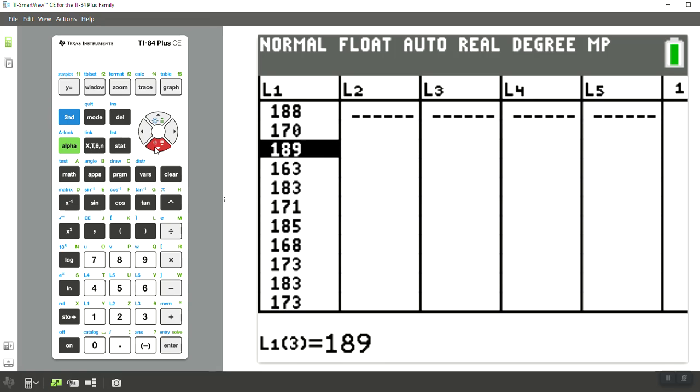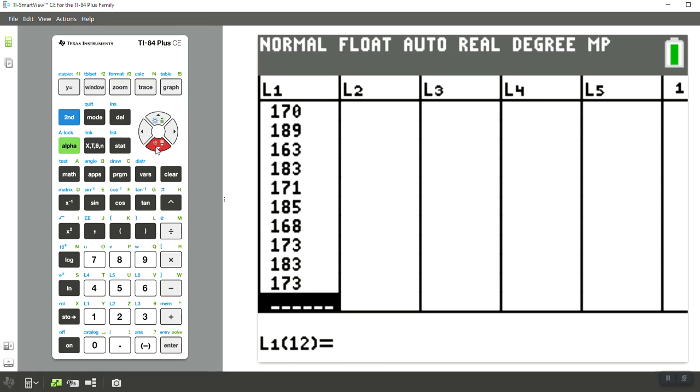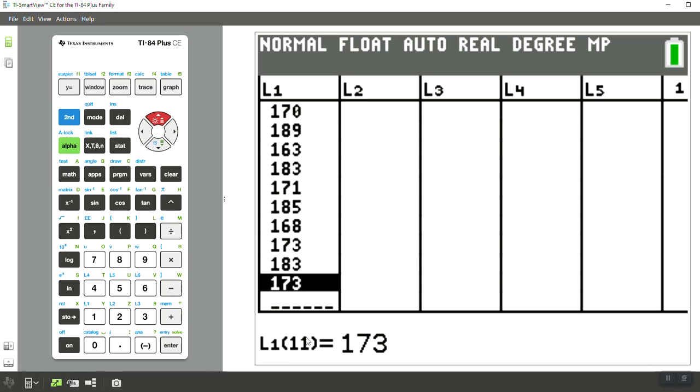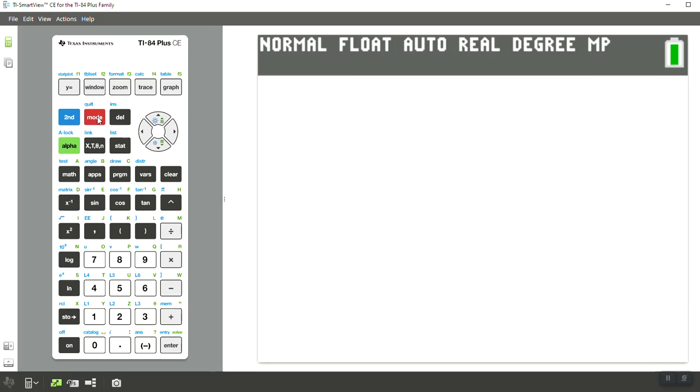You just scroll down. 188 was the height of President George Washington, and this 173 centimeters is the height for the 11th president. You'll notice it says L sub 1 of 11, so that's the 11th value in the list. In order to be able to find the mean, which is necessary, I'm going to go back to the home screen and ask the calculator to sum up all the numbers in that list.